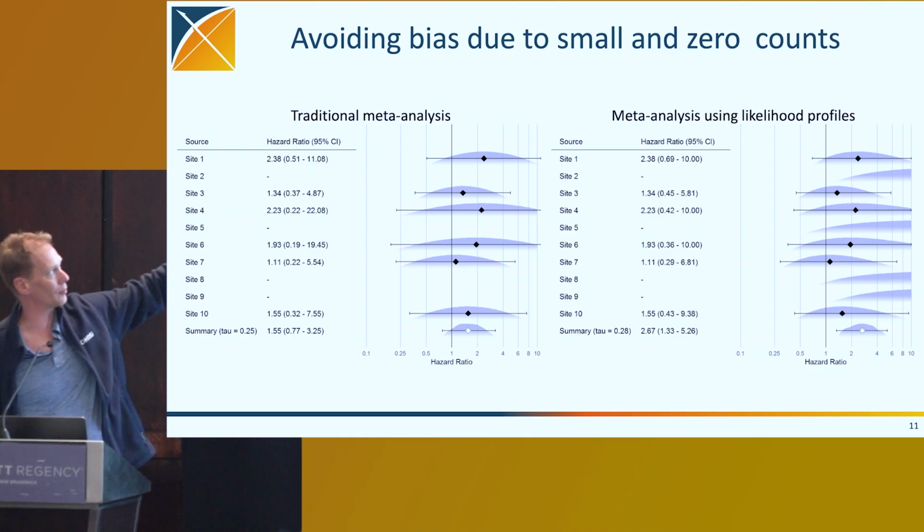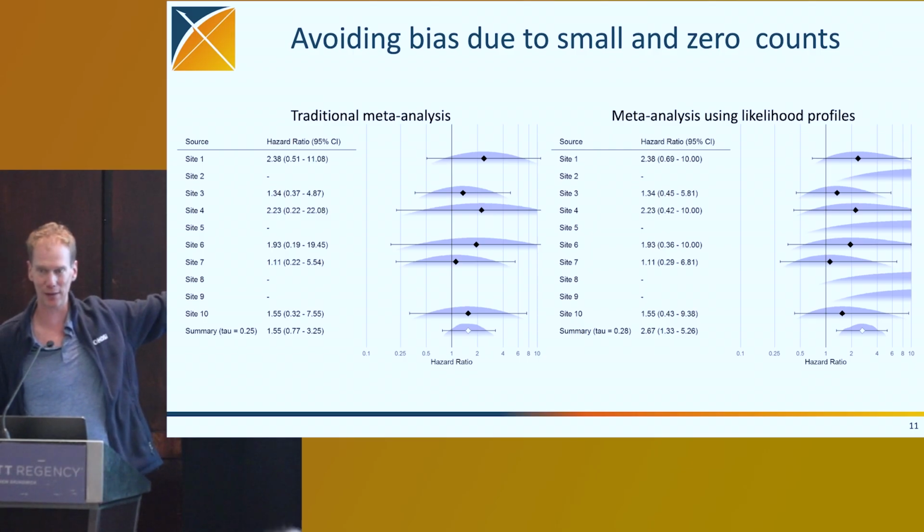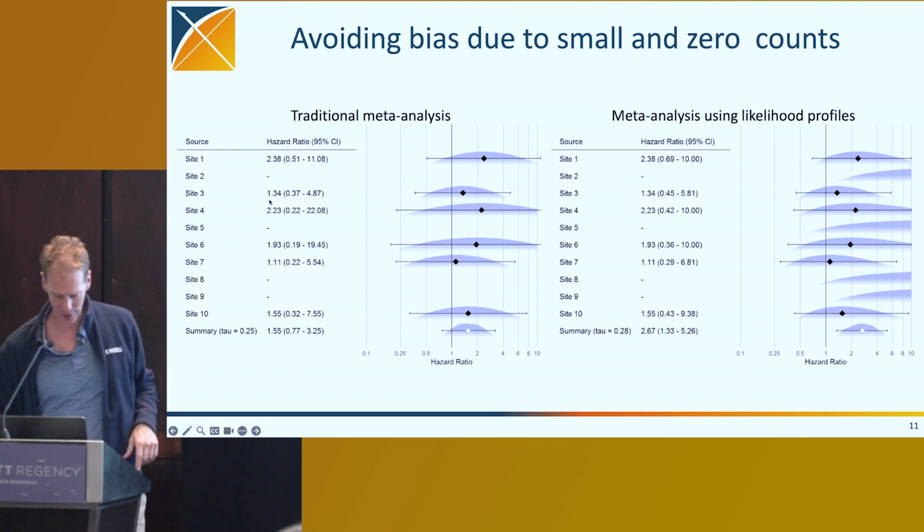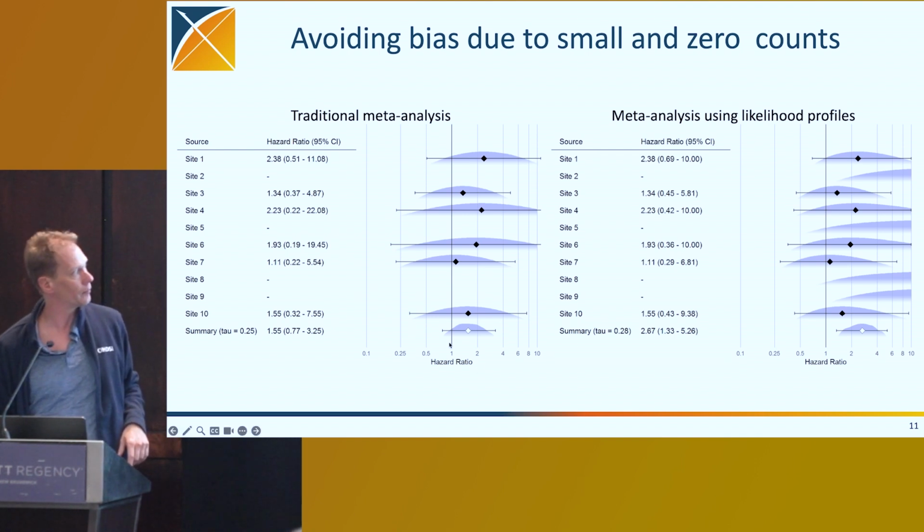Other sites have low counts, so the likelihood distribution is actually skewed, but we ignore that in the traditional meta-analysis. And now at the bottom, you see that we get a summary estimate that includes the null, so we're not rejecting the null.